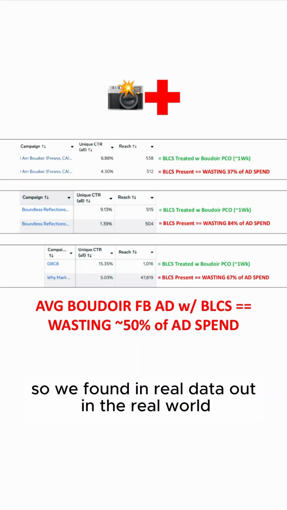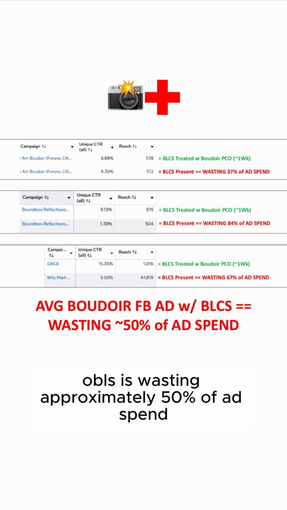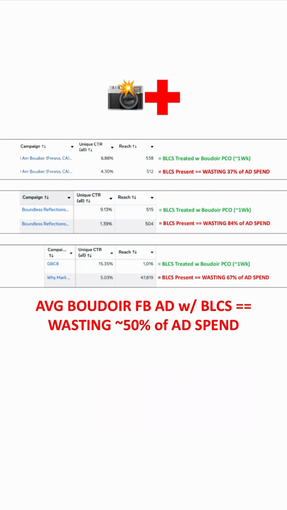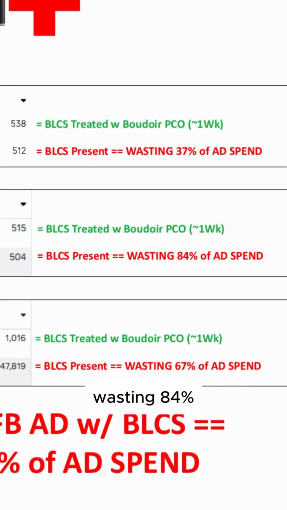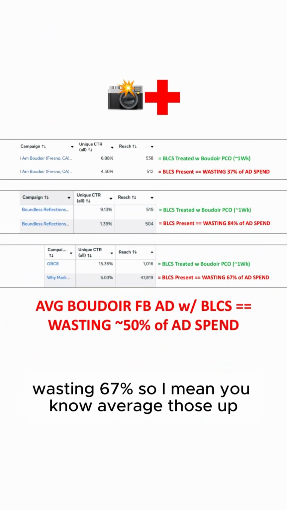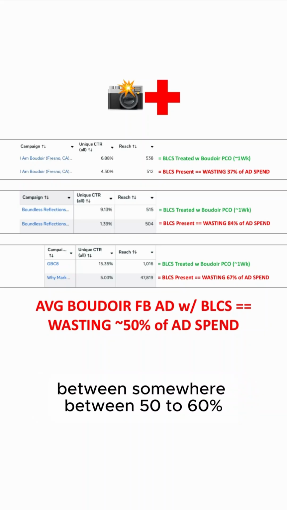So we found in real data, out in the real world, real testing, real buyers, the average Boudoir Facebook ad with BLCS is wasting approximately 50% of ad spend. So look at these numbers: wasting 37%, wasting 84%, wasting 67%. Average those up, and the average will probably be somewhere between 50 to 60%.